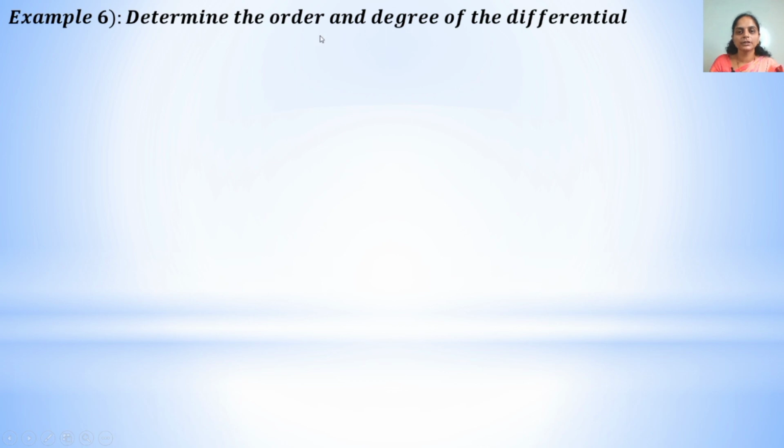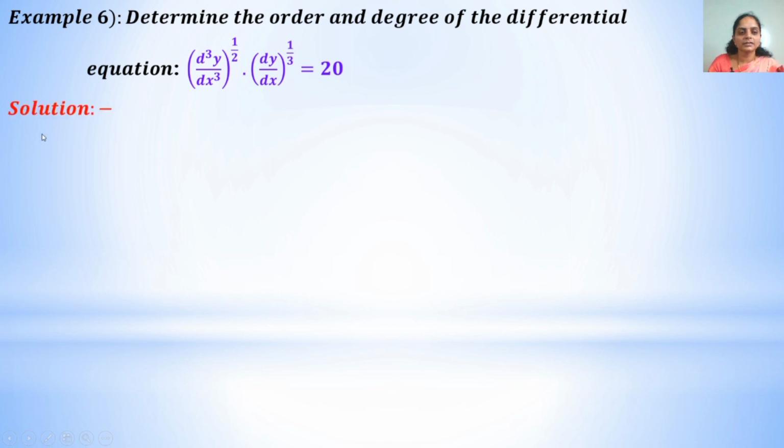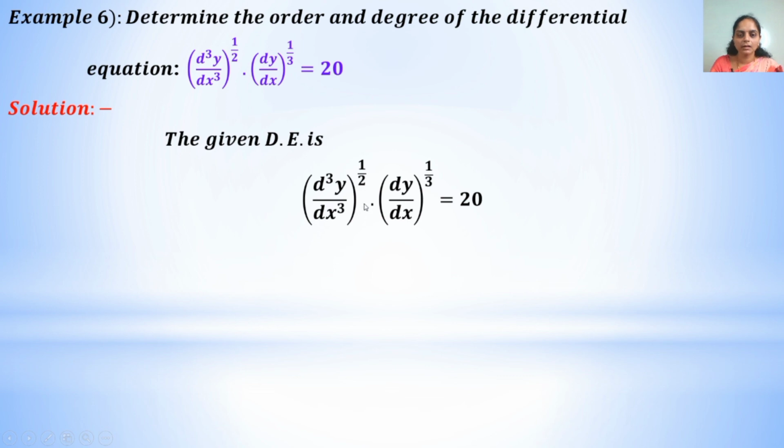Now, last example is: determine the order and degree of the differential equation (d3y by dx cube) whole bracket raised to half into (dy by dx) bracket raised to 1 upon 3 is equal to 20. Let's start the solution. First, we write given differential equation. The given differential equation is (d3y by dx cube) raised to half into (dy by dx) raised to 1 upon 3 is equal to 20.